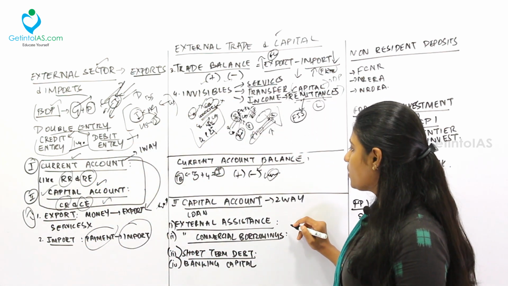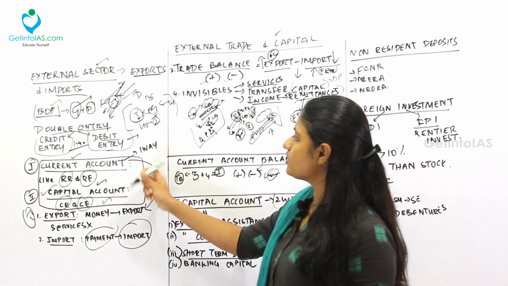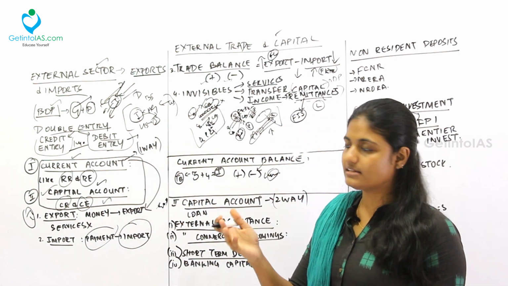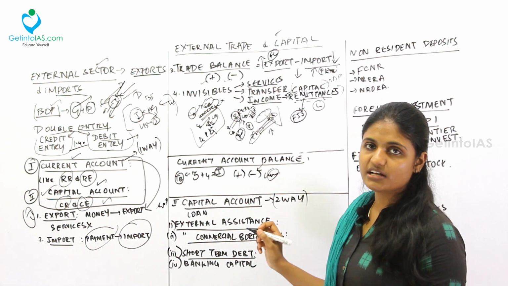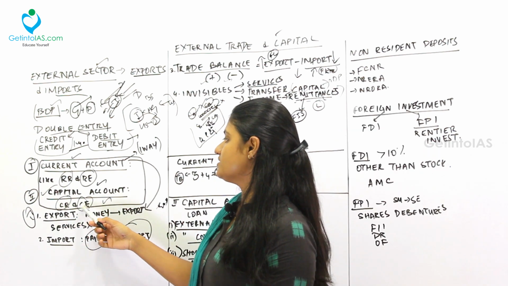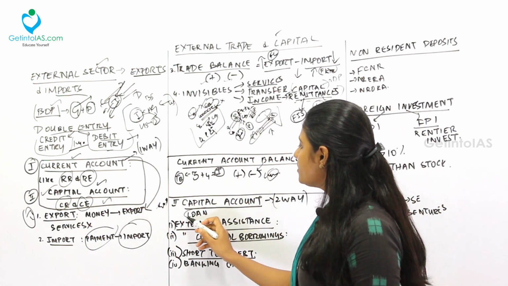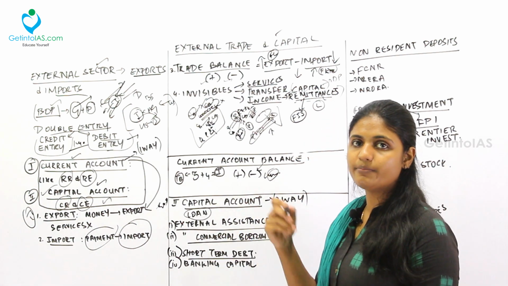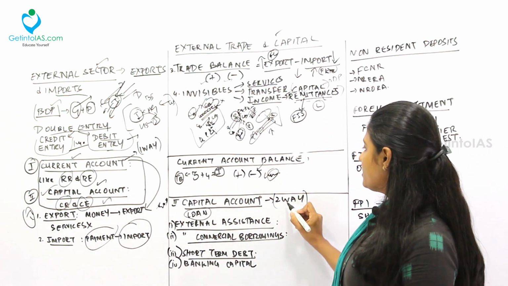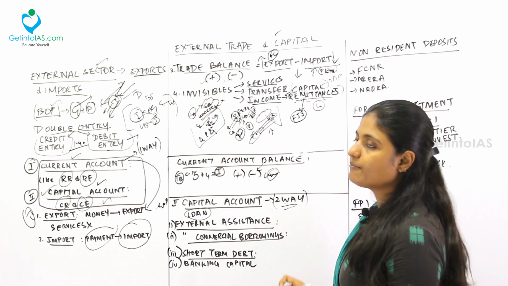So under the capital account, they are two-way. Normally the current account is only one way, one-way transactions, but the capital account has two-way transactions. Same way as the capital receipts and the capital expenditure. See, a loan given by country A to country B should be repaid by country B to country A. So that is a two-way payment, and that comes under the capital account.